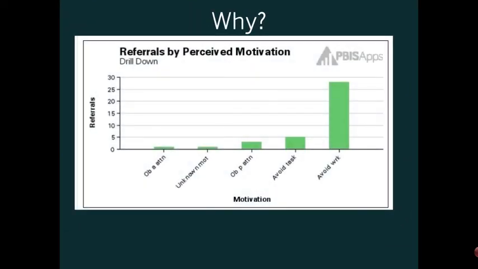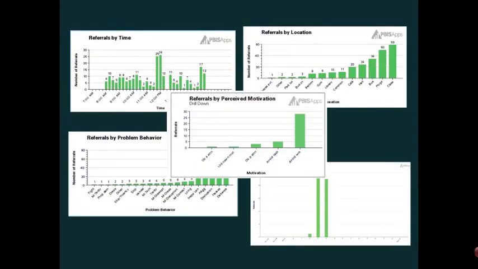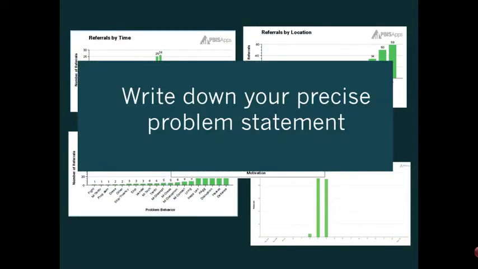We can also pull up data from SWIS. Here we look at the different possible motivators. We see from this particular data set, the main reason that students seem to be displaying these behaviors was because they're trying to avoid work. So now think about all those precision elements that we just reviewed from these graphs. I want you to write down your problem statement. Pause the video if you need to take a few minutes.